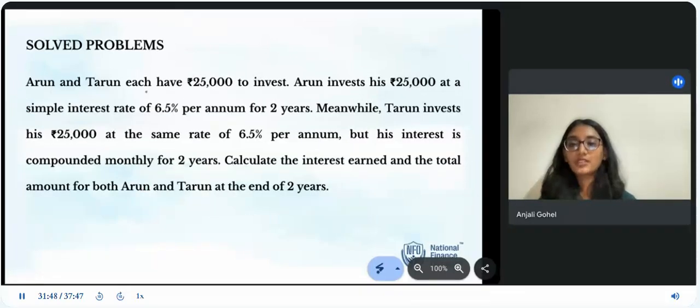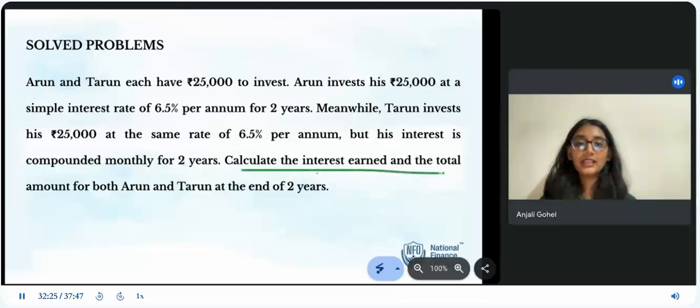Now let's solve one more problem. Arun and Tarun each invest 25,000. Okay, Arun invests 25,000 at a simple interest rate of 6.5% for 2 years. Okay, Tarun invests the same 25,000 at a rate of 6.5%, same interest rate, but his interest is compounded monthly. Okay, so this is compounded monthly. So we have done three types of compounding. One is annually, and then we have done quarterly, and this is monthly. Alright, monthly for 2 years.